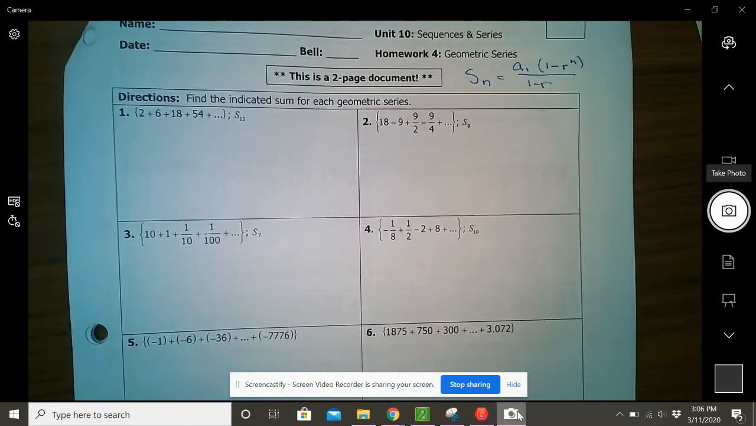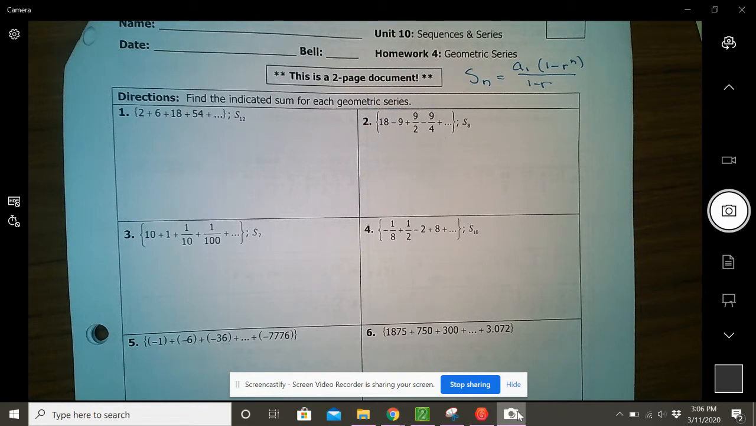Hey everybody, this is a little video to help you out with the practice problems for your geometric series. So I thought I would do the odds with you just for a little bit more of an explanation if you need it. I've written down the formula I'm using for a geometric series, and that comes right off of your SOL formula sheet as well as your notes.